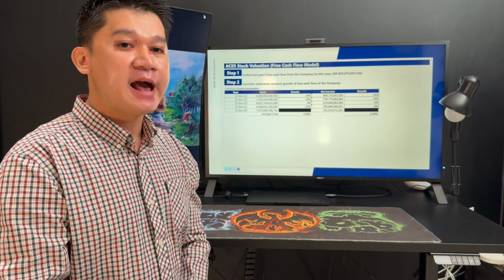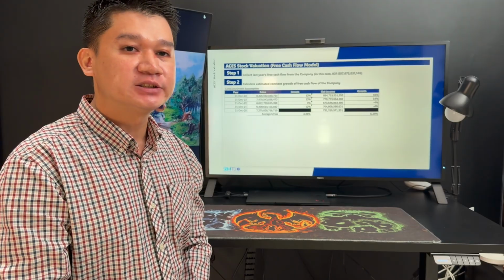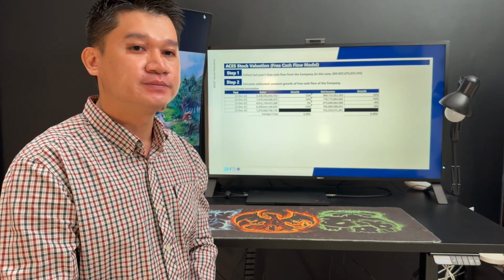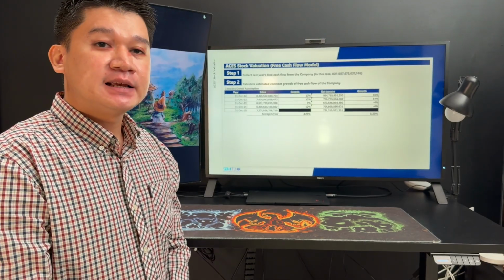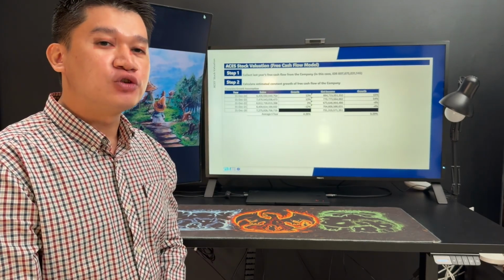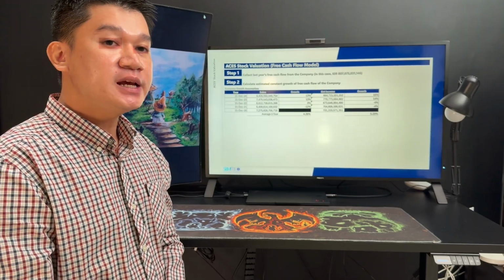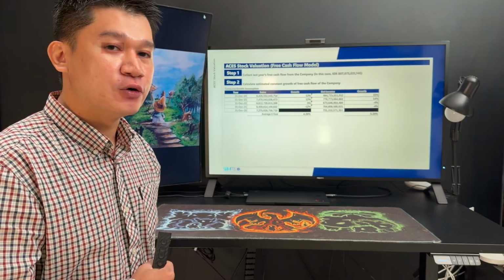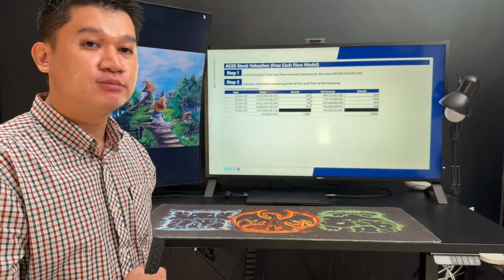In this case, I'm using 5 years of historical data from 2020 until 2024. And the second step is calculating the constant growth for the company. Here, I'm using two different data. The first one is sales growth and the second one is net income growth.